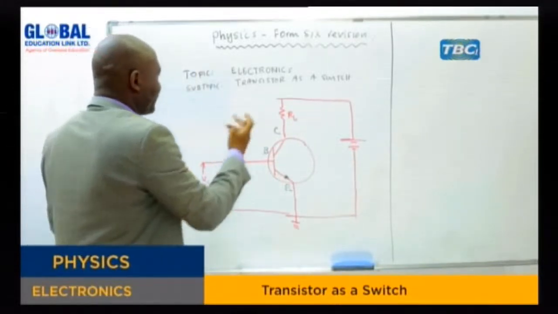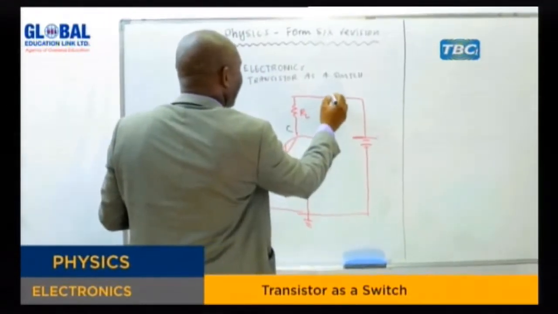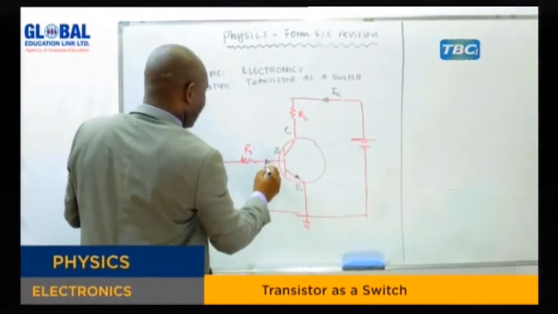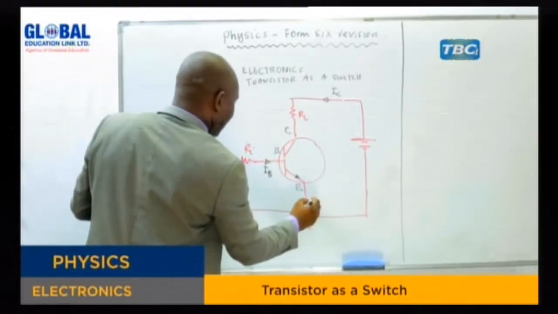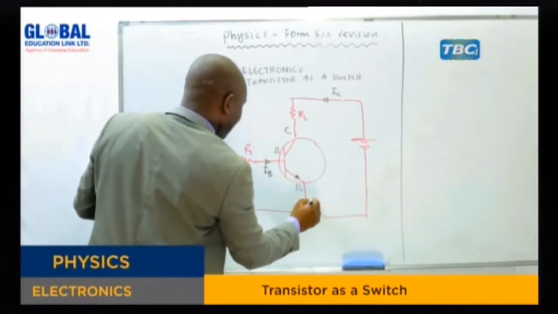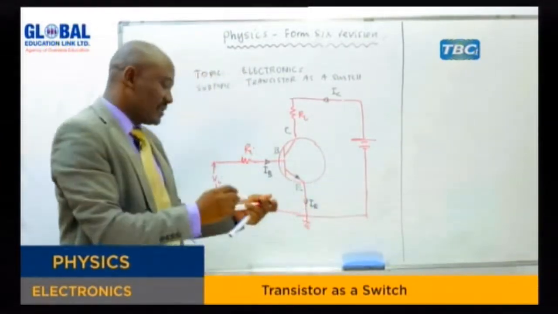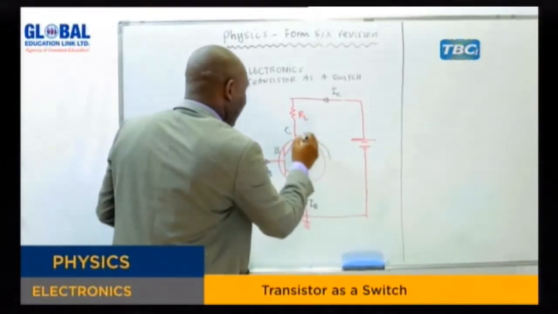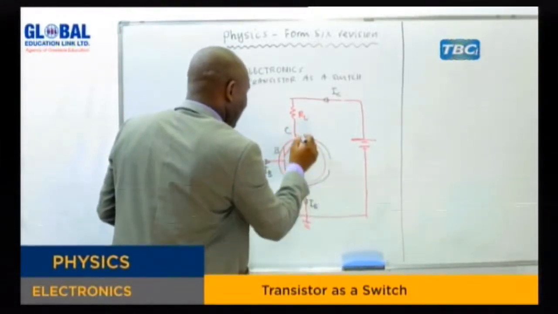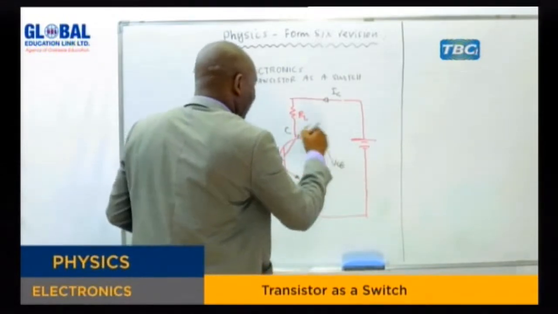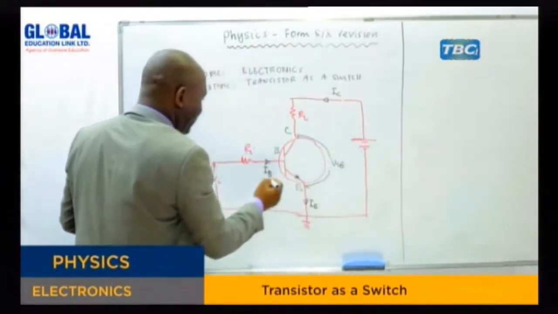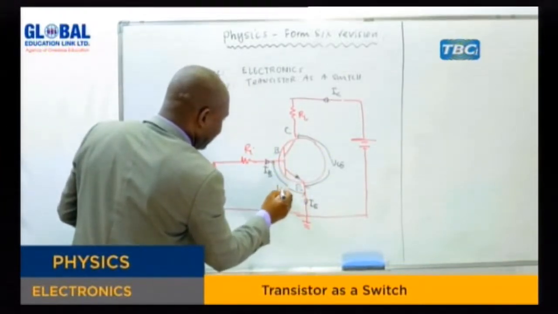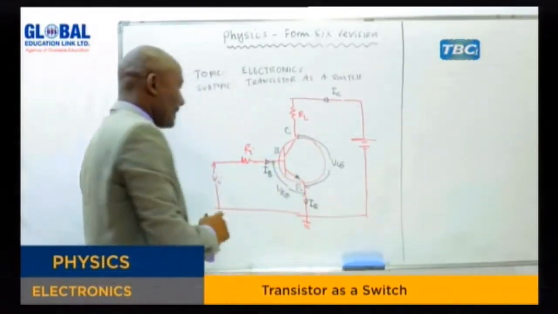Here we have the base, so the collector current is produced by the base. And then we have the emitter current. This is the common emitter arrangement, and this voltage here is the voltage across VCE. Of course, it can be taken from here. That's where we have the output. This is the voltage across the junction, which is VBE.